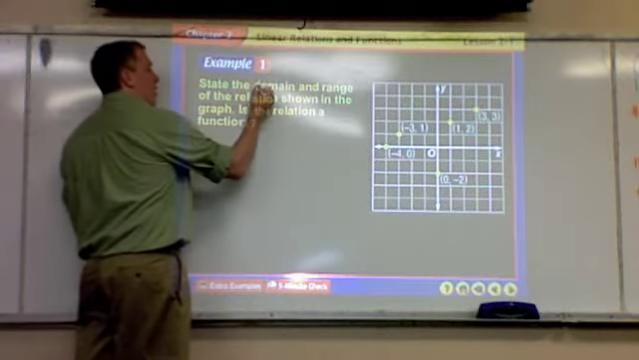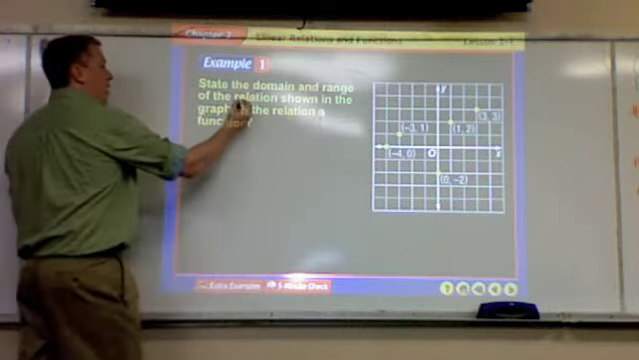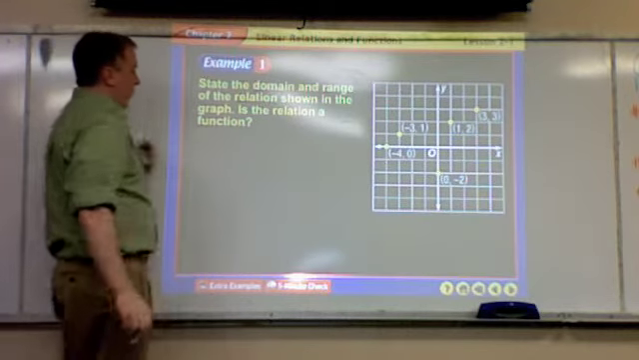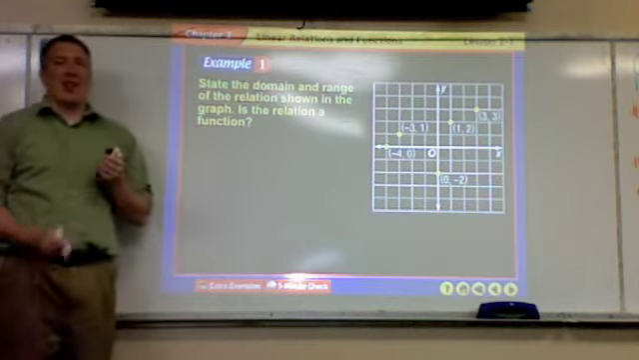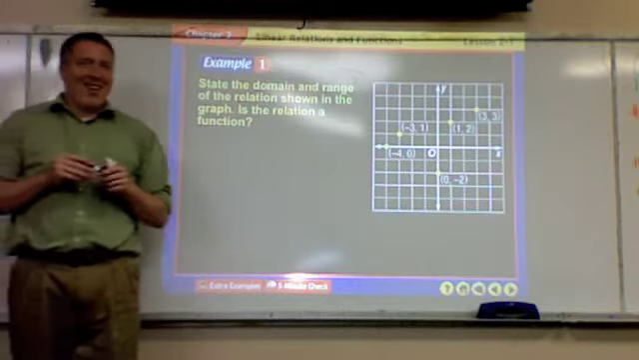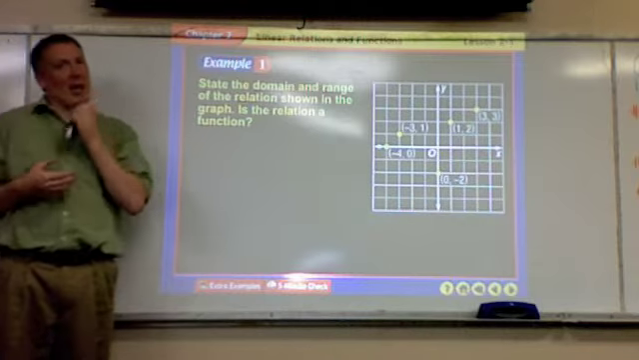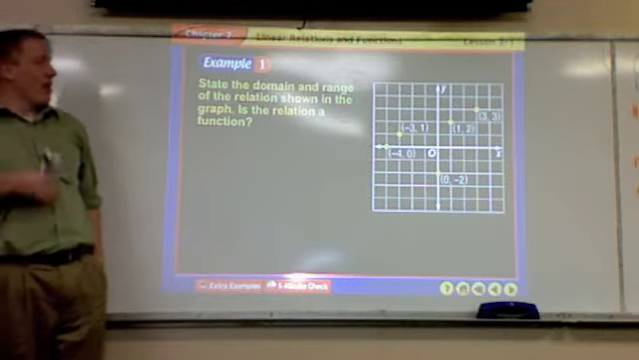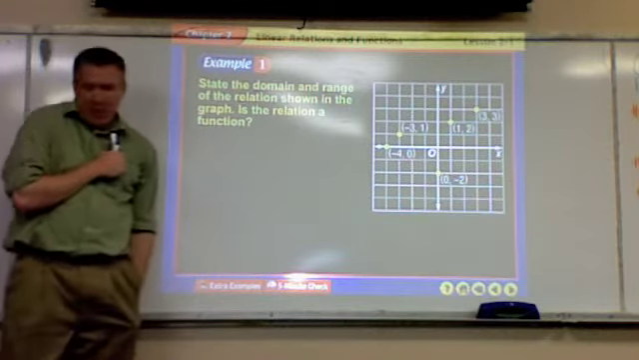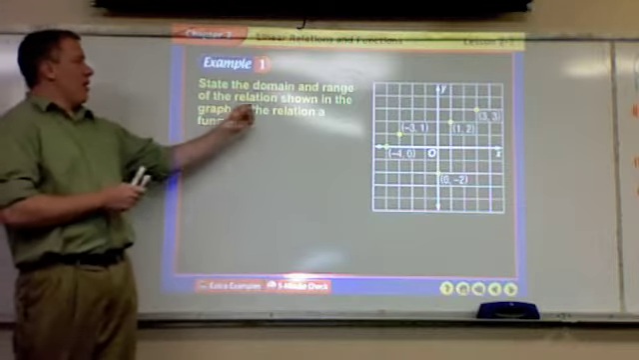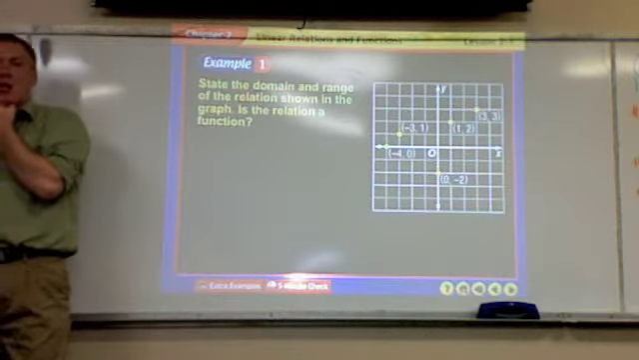Domain. Range. Relation. Function. Graph isn't exactly new. Or state. And these other ones you've seen before, but we don't use them a lot. Okay, so the first one I'm going to start with is a relation.